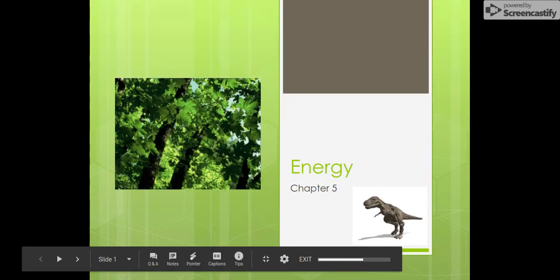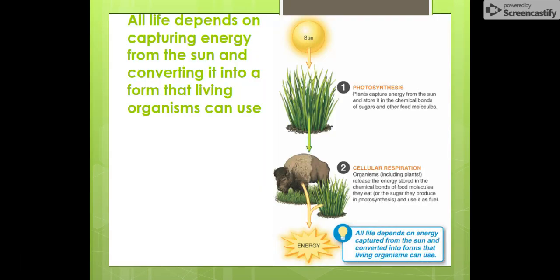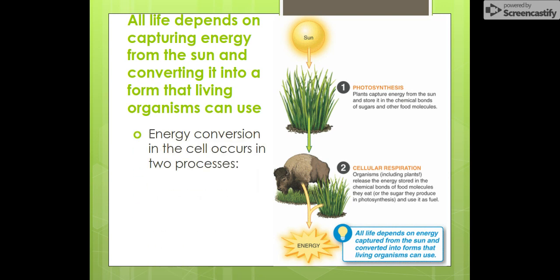All right, so we're going to start looking at energy now, chapter 5 here. Chapter 5 just looks at an overview of energy. Within living things, we see two major processes that occur: photosynthesis and cellular respiration, as our mechanisms and how we use energy as living things.